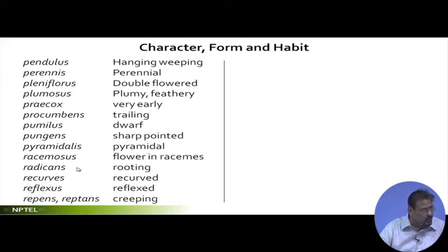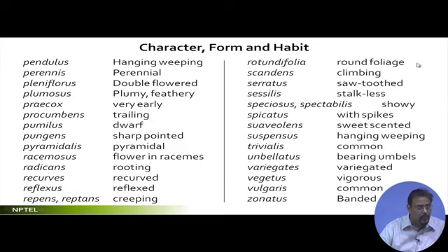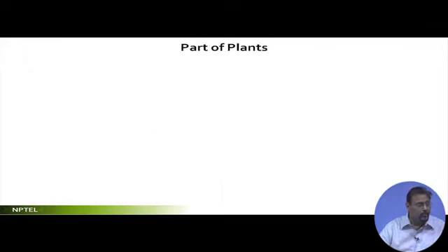Let me see if any name which I can bring to your knowledge with respect to the common trees, because all these tree names I am saying are common. All right. This is by this kind of character, form and habit.